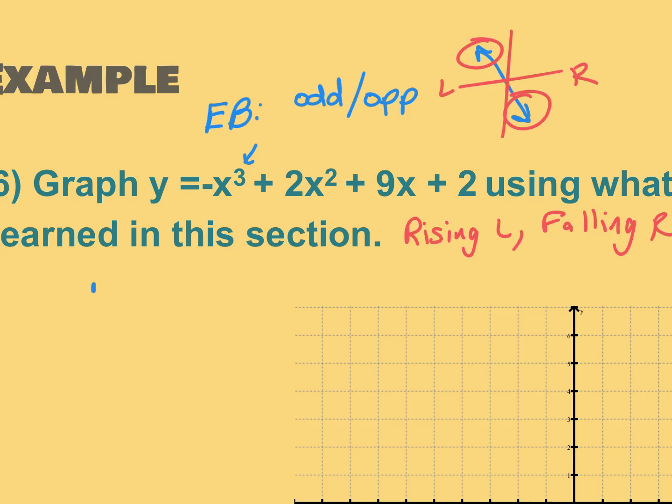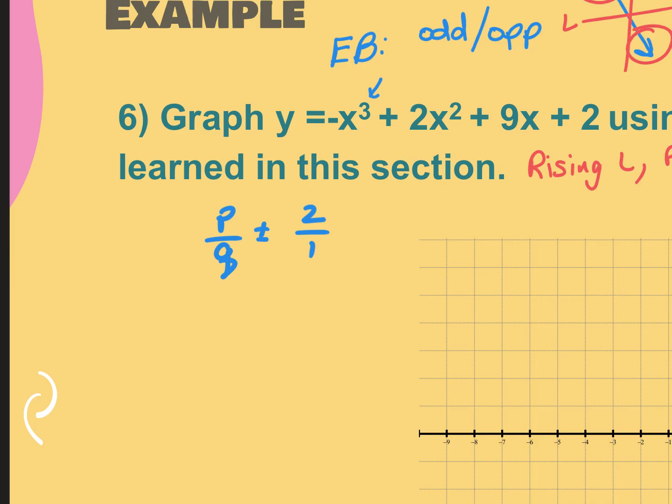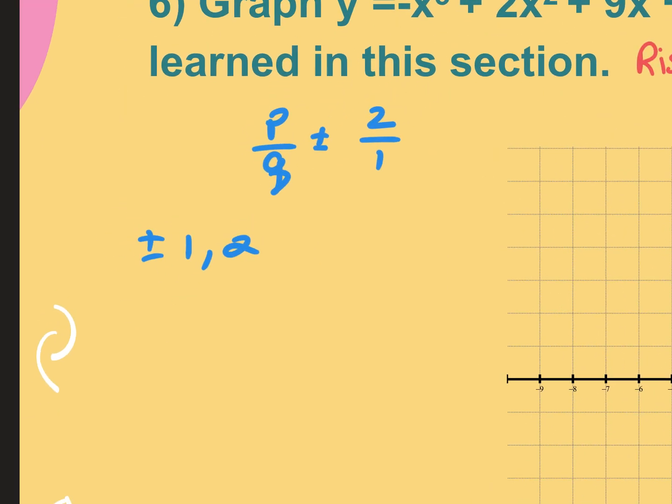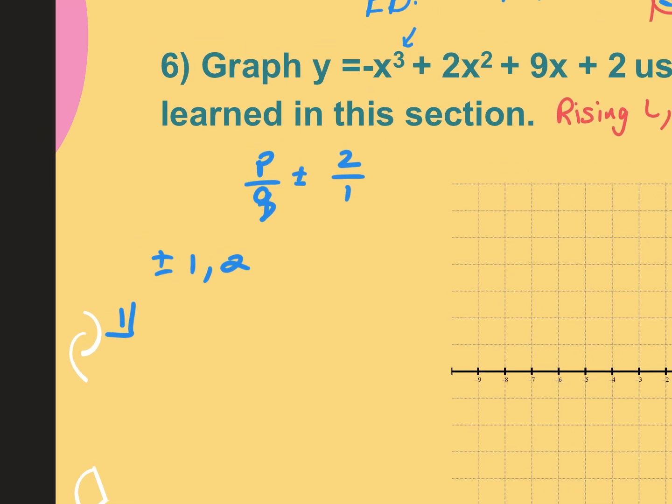P over Q, the rational root, P over Q. It's plus minus the last number, which is 2, over plus minus the first number, which is 1. This is pretty simple. I don't have a ton of factors I have to use, right? So I have plus or minus 1 or 2. So now what's the process? Synthetic division. I'm going to start with 1. If I get a remainder of 0, what does that tell me? That it's a factor. It works.